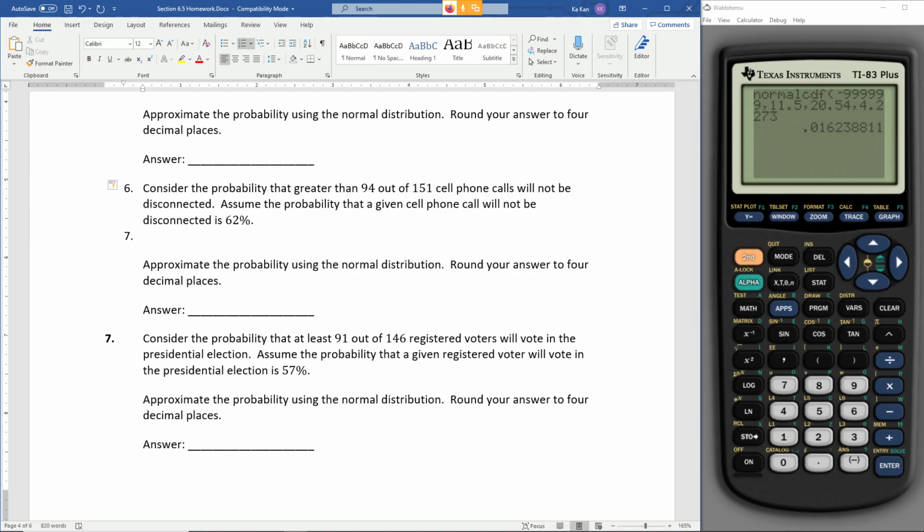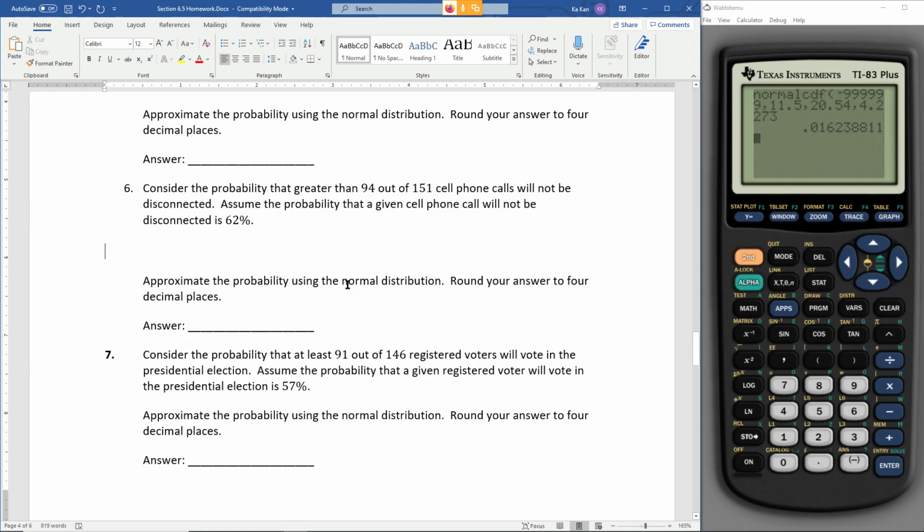So let's try another one. This time we're going to try to do it a little bit faster instead of typing up everything. So number 6, consider the probability that greater than 94 out of 151 cell phone calls will not be disconnected. Well, here's the deal.